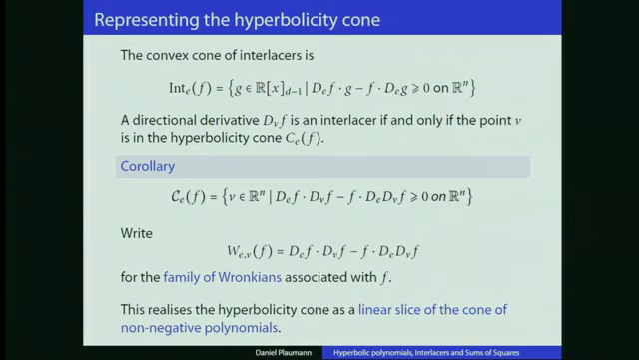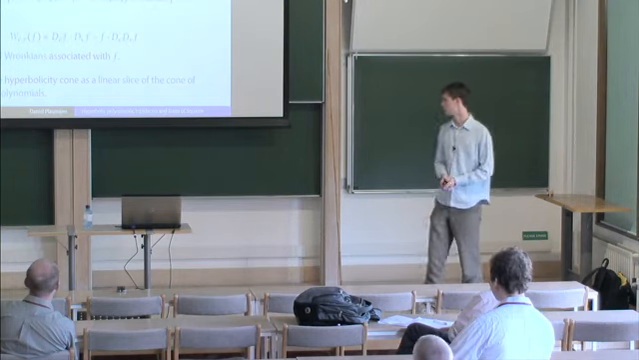And, well, you say you fix E and you vary V. That's a linear family in V. So this description realizes the hyperbolicity cone as a slice of the cone of non-negative polynomials. So any hyperbolicity cone is a slice of the cone of non-negative polynomials.